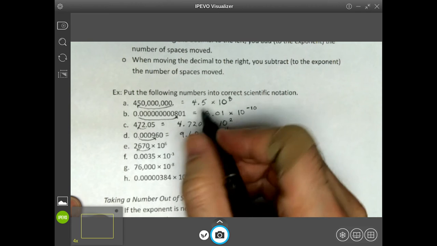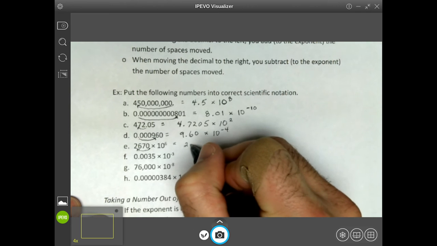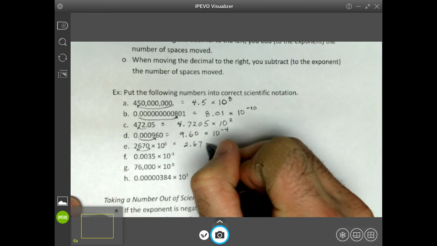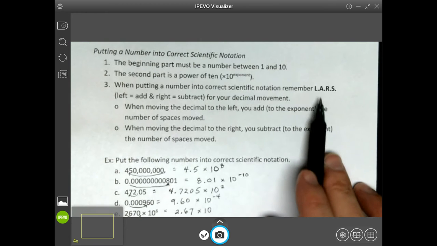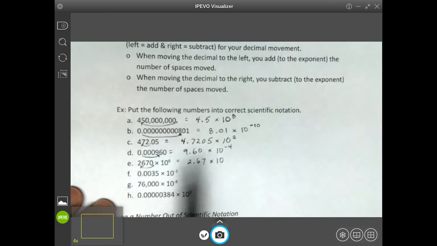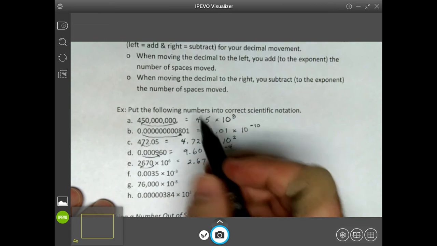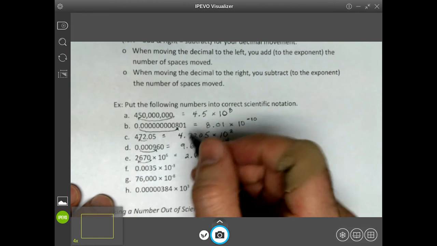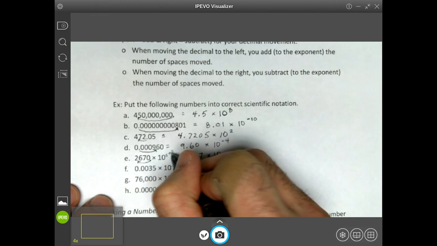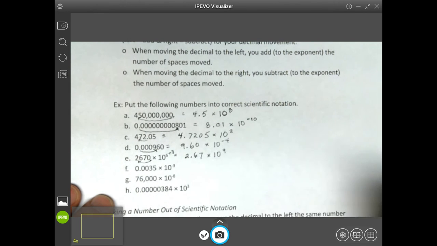Between the 2 and the 6. So our beginning part is going to be 2.67 times 10. Now, we moved it left, so with LARS, left add. We moved it left 3 times, so we're going to add 3, but we've already got something here. So we're going to add 3 to what we already have. So 6 plus 3 gives us 10 to the 9th.